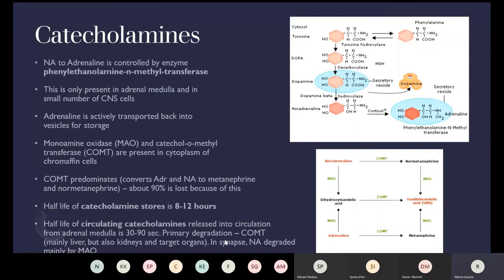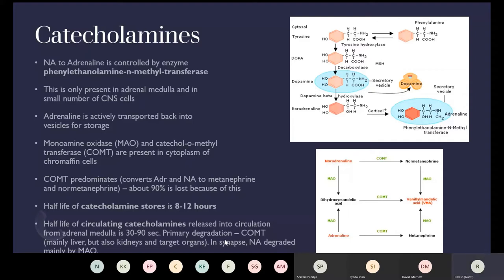And then this is the next picture, so you can see the end product is adrenaline on this one. Going from noradrenaline to adrenaline is controlled by this long one, phenylethanolamine N-methyltransferase. So that's converting it from noradrenaline to adrenaline. And this is only present in the adrenal medulla and in a small number of CNS cells. So that's important to remember.